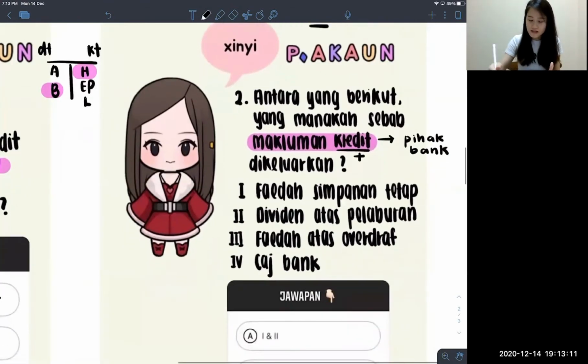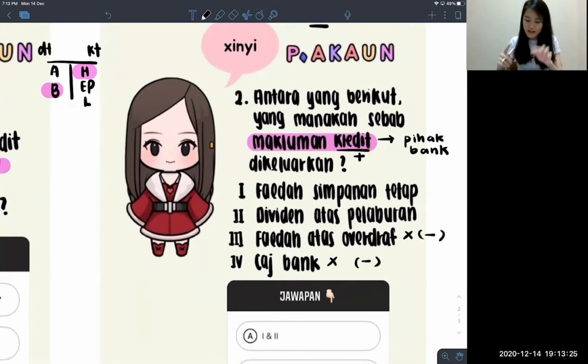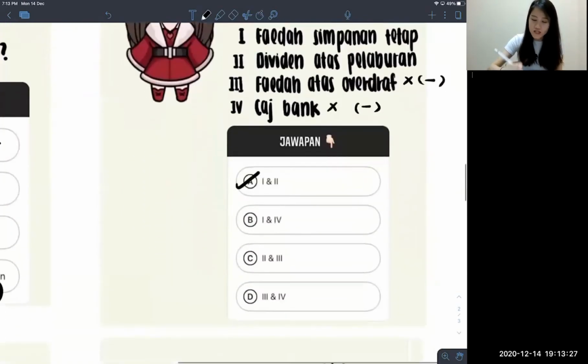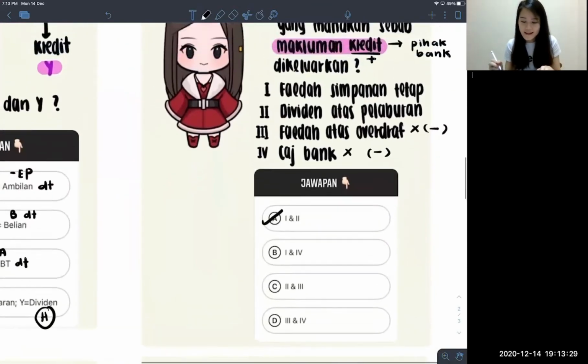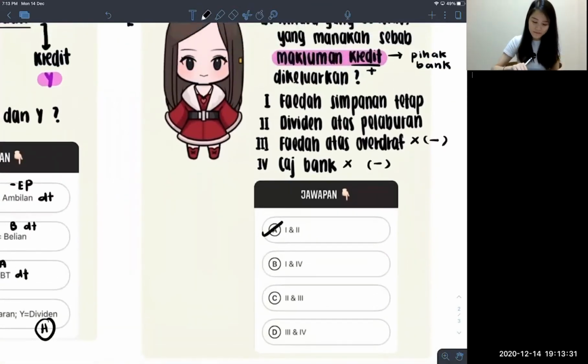So based on these 4 choices, which are the things that can increase your bank account? I'll say definitely not faedah atas overdraft and definitely not chargeback, because these 2 are actually minusing money out from your bank account. So 3 and 4 are wrong. Your answer can only be 1 and 2, which is A. So that's why. Okay. All right. So next one, question number 3.